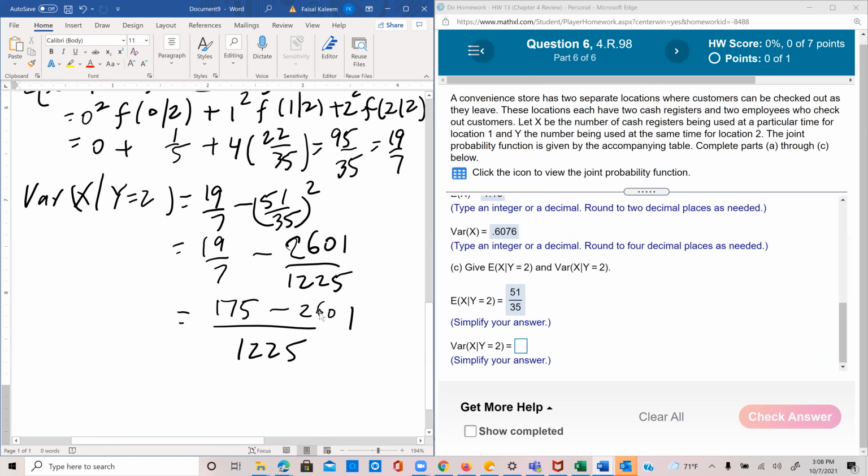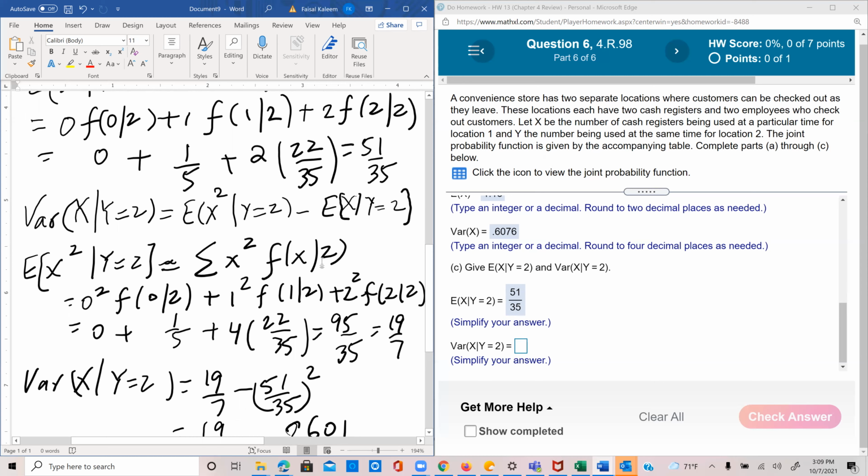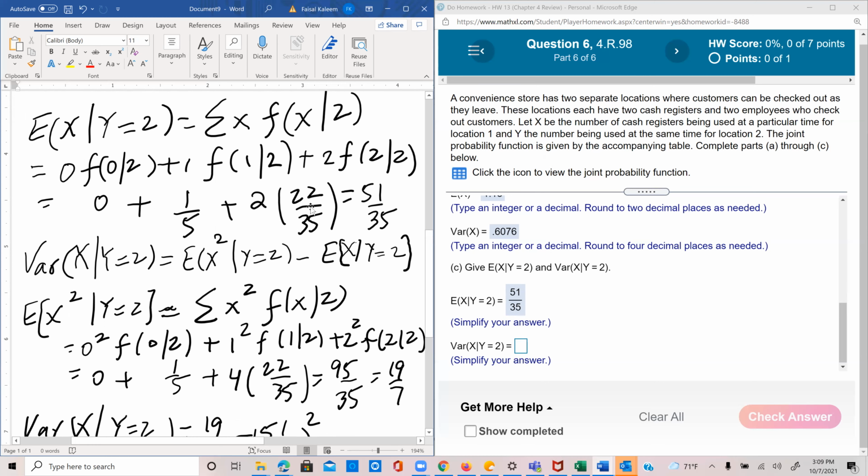Okay, let me check. 1225 by 7 is 175. Okay, something is not right here because variance can never be negative. So let's check this one again. 88 by 35 plus 7 by 35 is 95 by 35. 4 times f of 2 given 2.